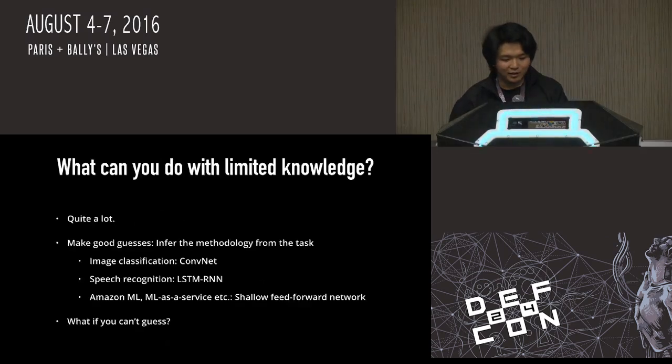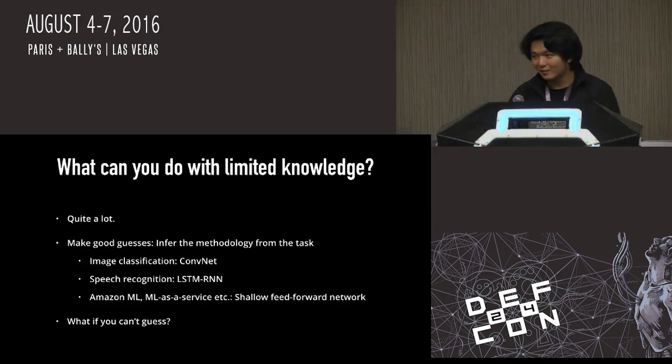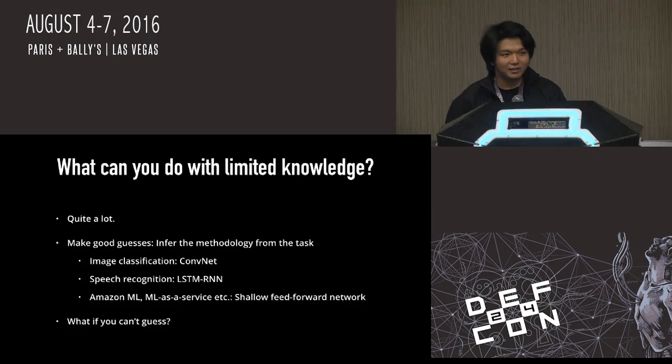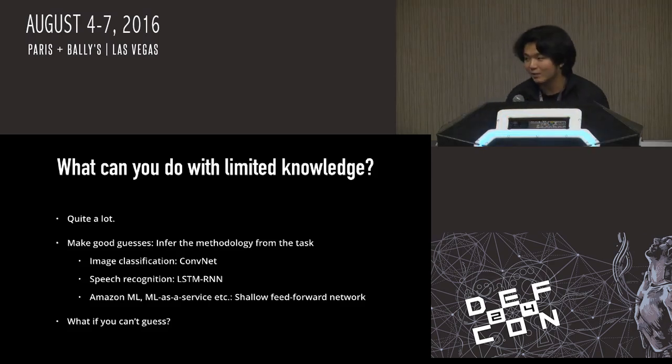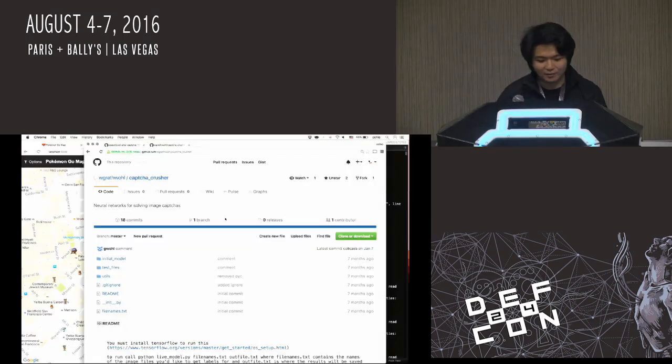So you can do a lot with limited knowledge. You can make good guesses and infer the methodology from the task. For example, if it's image classification or digit recognition, you can use something like a convolutional neural net. For speech recognition, you use something like recurrent neural networks. And if it's general services like machine learning as a service, then you would use a shallow network, because these networks have to be easily generalizable. So what if you can't guess? Can you still do anything?